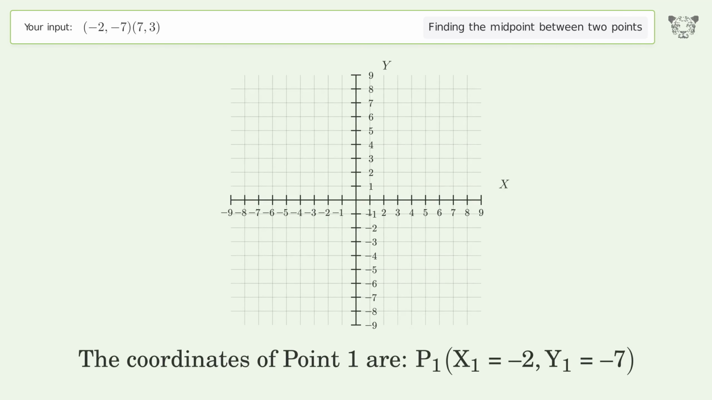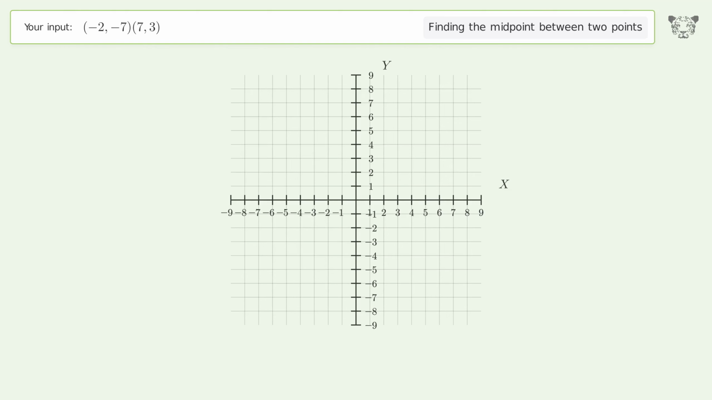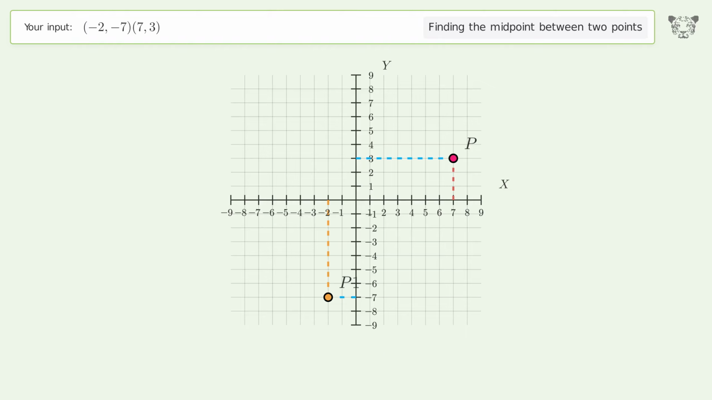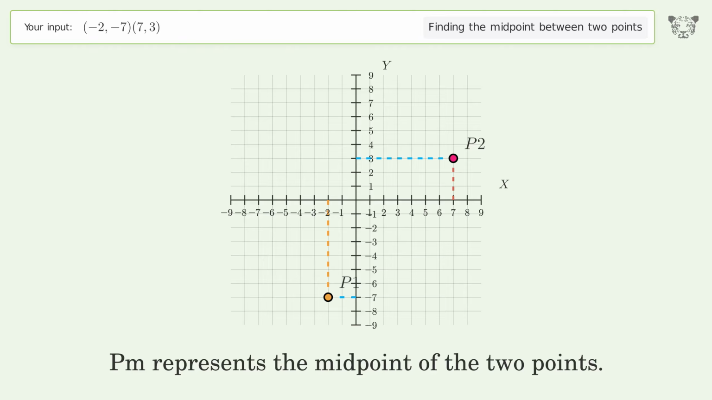The coordinates of point 1 are, x1 equals -2, y1 equals -7. The coordinates of point 2 are, x2 equals 7, y2 equals 3. PM represents the midpoint of the 2 points.